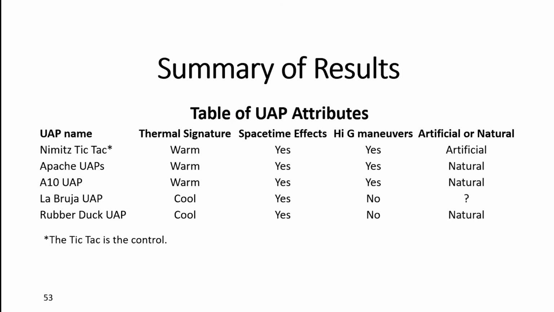The La Bruja UAP is cool. Yeah, we're seeing space-time effects. We're not seeing high G maneuvers, though. We can basically see how fast it's moving relative to the cow. Whether it's artificial or natural is still a question. There's all kinds of other things that have been suggested, from balloons to anti-reflectance coatings, that kind of thing. So it could be artificial, but it also could be natural.